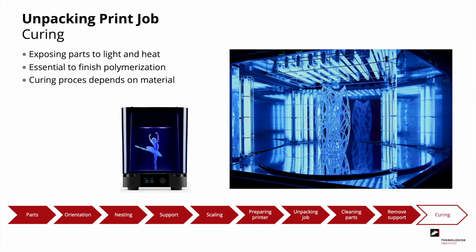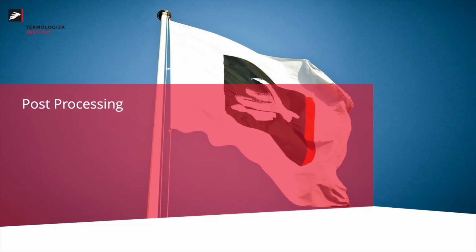The reason why the part is green is because it hasn't been UV cured yet, and that's the last step in the printing process. Here you expose the parts to light and heat, and it's essential to finish polymerization. The settings for this curing process depend on the material. After printing, we have to post-process our parts, and we're going to look at that now.